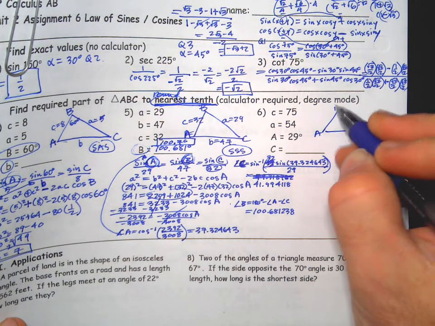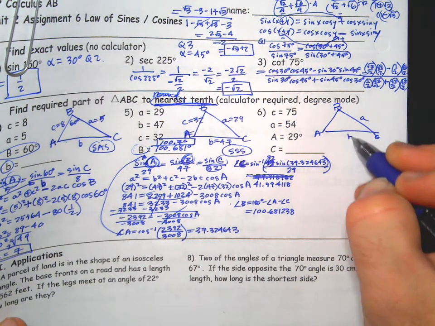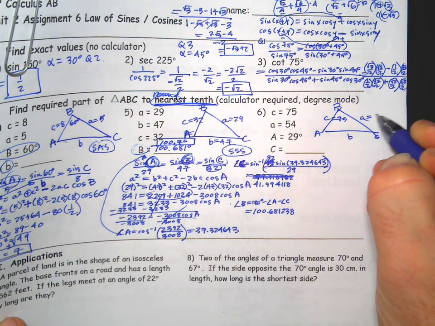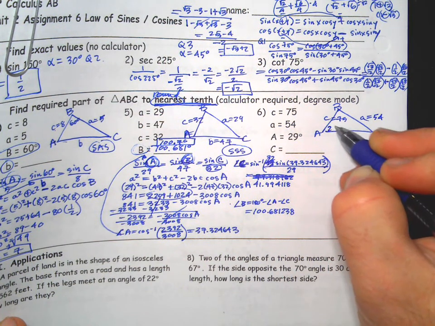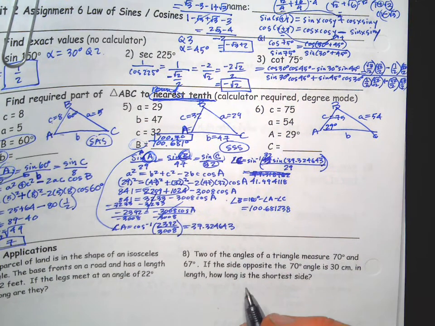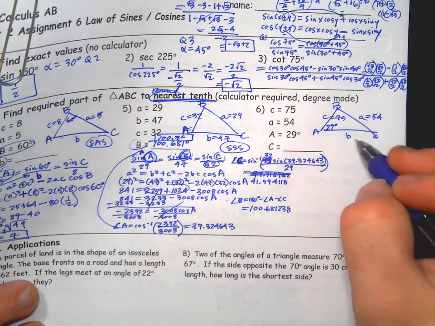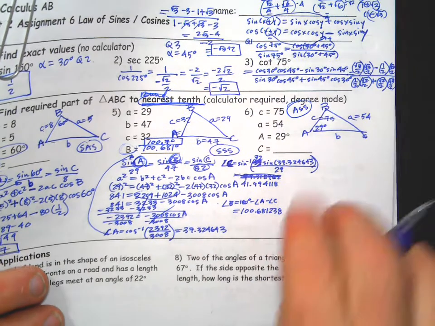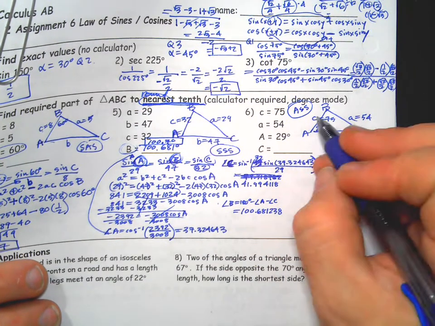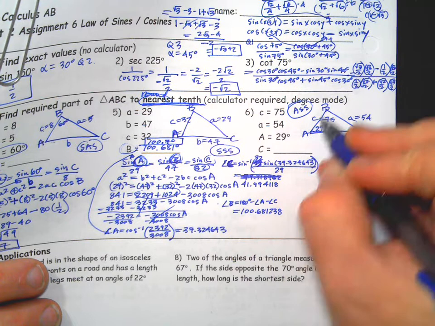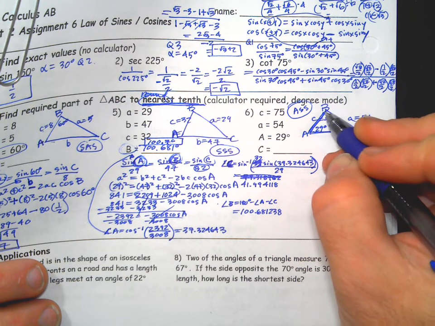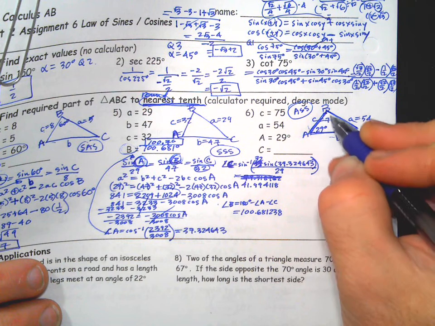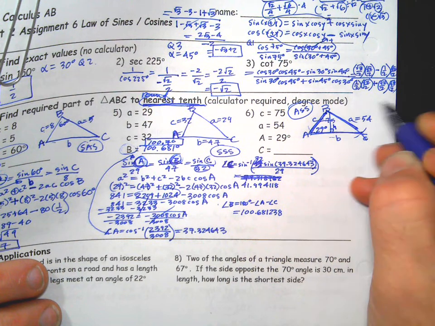Okay, next one, we're going to draw a picture. A, B, C, little a, little b, little c. C is 75. A is 54. Capital A is 29. Ooh, I just got lucky because this is an ASS problem. All right. And I really like to draw my ASS triangles like this with the first known angle here, the next known side here and the second known side here, so I can imagine it swinging. So I can draw the height in the correct way.